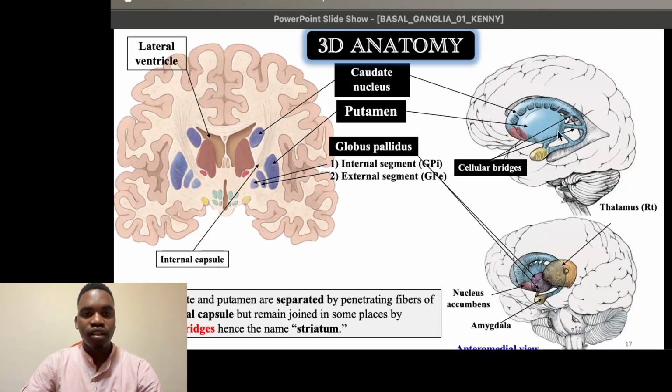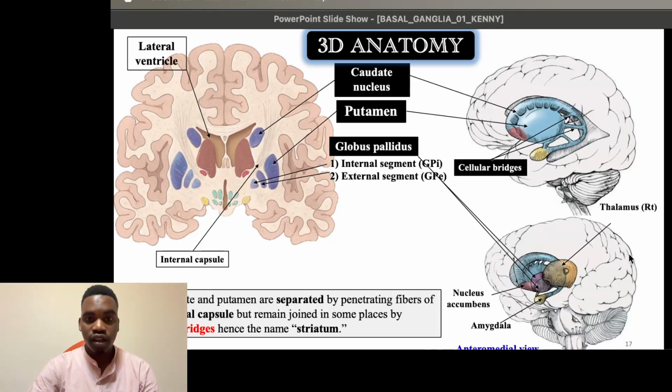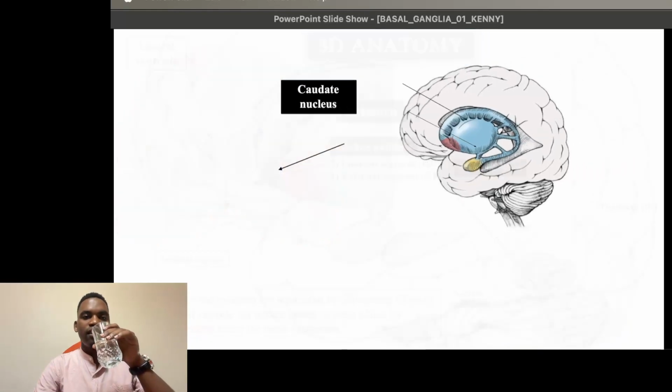And now the globus pallidus cannot be seen from this lateral view, but if we look in the anteromedial direction, we can see the globus pallidus, and we see that it has got two segments. The one which is external, which is near to the putamen, and the other one which is deeper, next to the internal capsule. So this is the external segment, and this is the internal segment of the globus pallidus. And then let's discuss each one in detail.